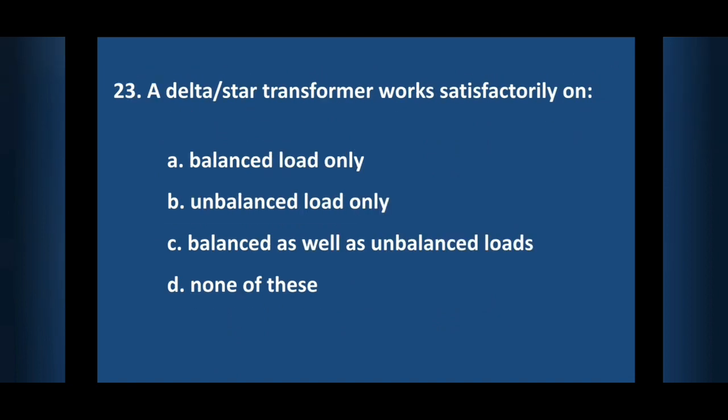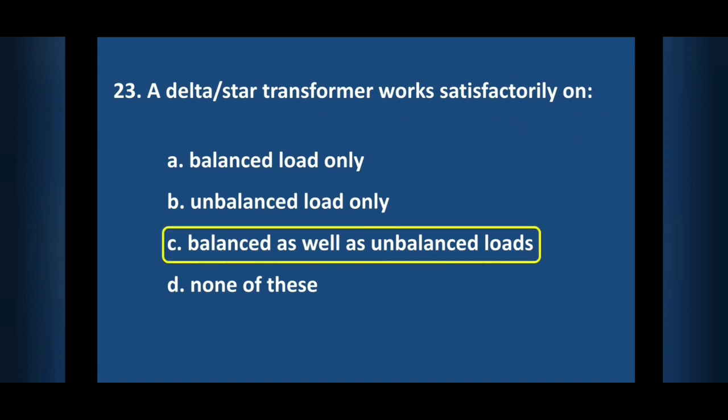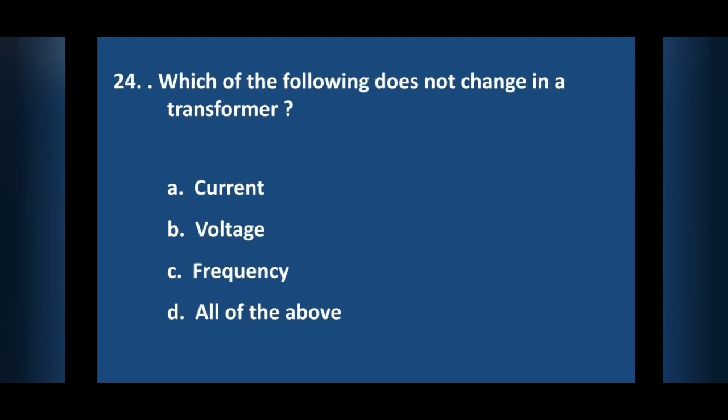Question number 23. A delta star transformer works satisfactorily on. Answer is option C, balanced as well as unbalanced loads. Question number 24. Which of the following does not change in a transformer? Answer is option C, frequency.